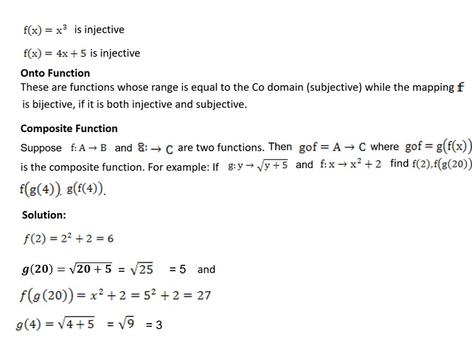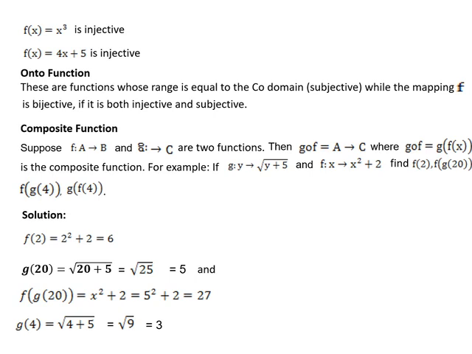So we have g of 20 here, which is equal to root 20 plus 5. You can see it is given here where we have g of y, it is root y plus 5. Then you substitute 20 into y there, you have root 20 plus 5, which is equal to root 25, and the answer is 5. We have gotten g of 20 now. Then we now want to solve for f of g of 20.